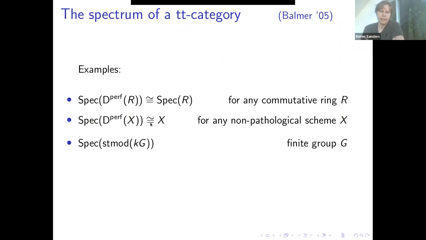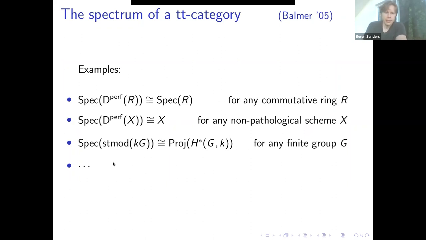On the other hand, if we take the stable module category of a finite group, through the work of Benson, Carlson, and Rickard, we can describe the Balmer spectrum of this category as the projective scheme associated to the group cohomology ring. And there are other examples one could discuss.